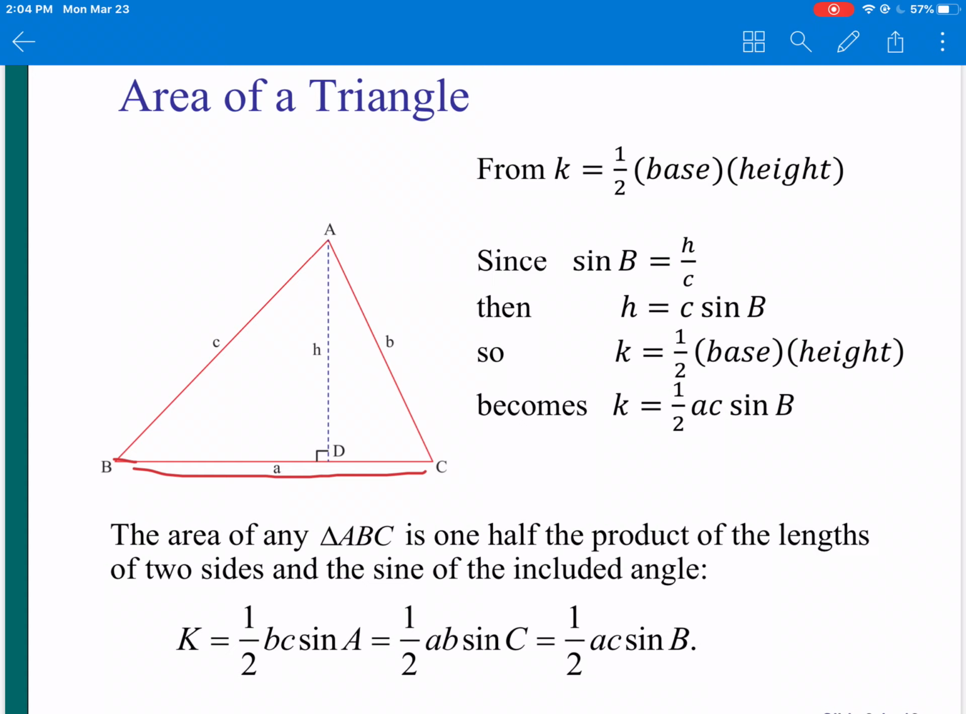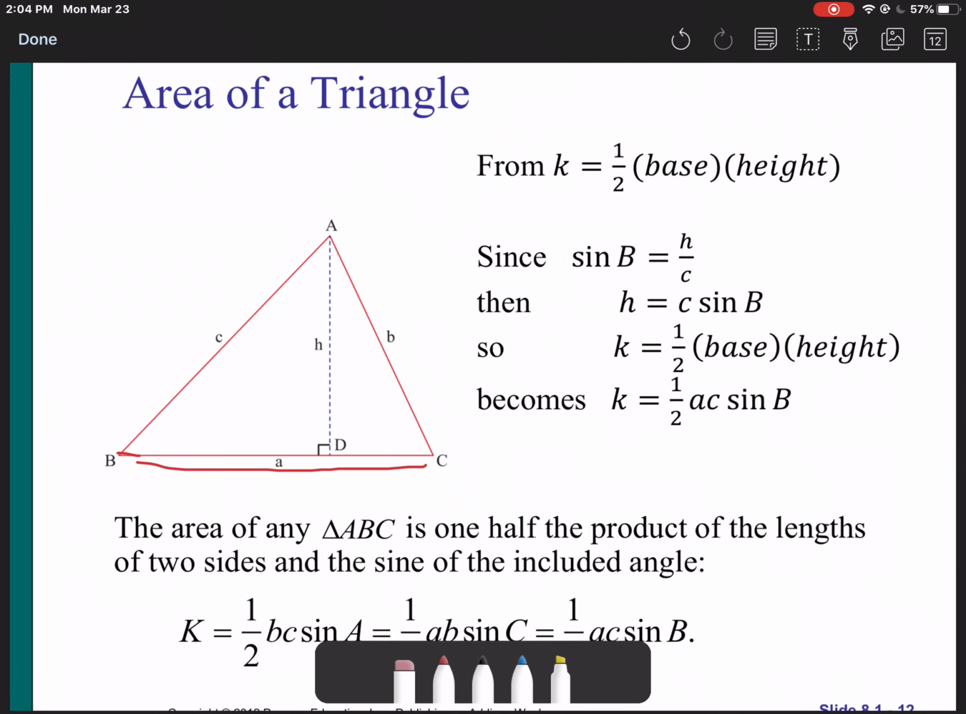So we take our formula 1/2 times base times height, where the base is side A, because that's the side we measured the height from. And now I'm replacing the height with C sine B. And you get this formula, that the area of the triangle can be found using 1/2 times AC sine B, or generically, the area of triangle ABC is half the product of the lengths of two sides and the sine of the included angle. Because notice angle B is the angle that's included right between those two sides, A and C.